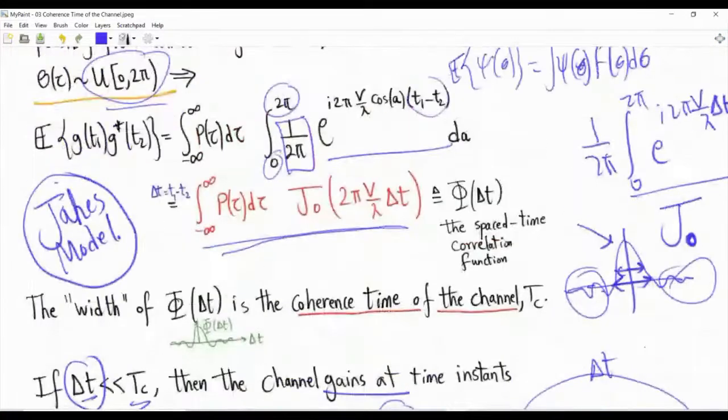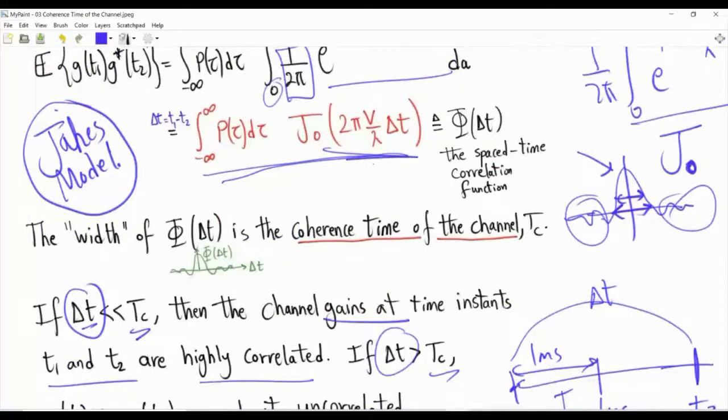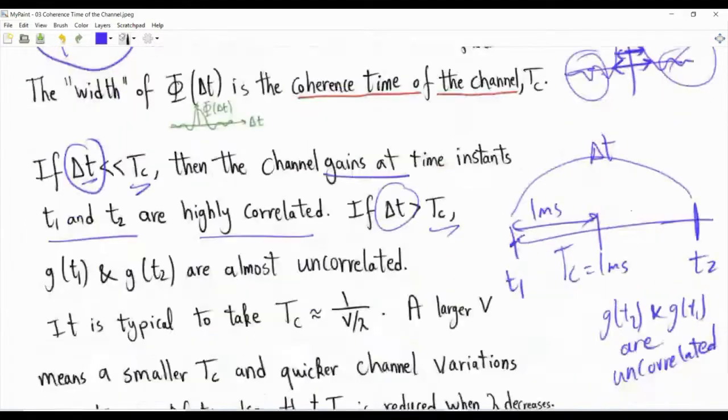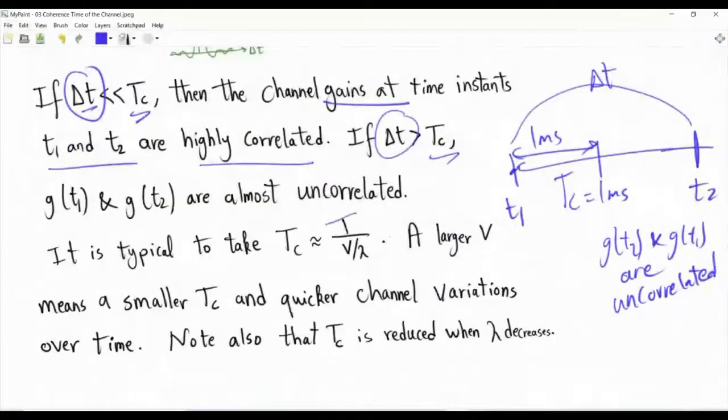Okay, now this is the correlation function under many assumptions. So if you plot it, and focus on the width of the main lobe, you will find that it's approximately 1 over v over lambda, and so this is typically taken to be the coherence time of the channel. So the coherence time of a channel is approximately 1 over v over lambda, or Tc is lambda over v.